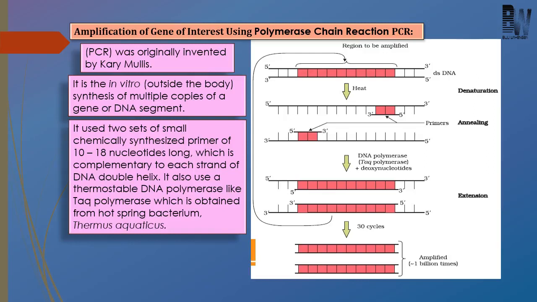When we come to the requirement for PCR, two sets of primers will be required. These primers are short stretches of single-stranded DNA, about 18 nucleotides long, which are complementary to the 3' end of the template strand. In addition to this, polymerase is also required, and the polymerase that we are going to use during PCR is called Taq polymerase, because this particular polymerase is extracted from a thermostable bacterium, that means a bacterium stable at high temperature, by the name Thermus aquaticus. In addition to this, we have to supply all the required nucleotides. So these are the requirements for PCR.